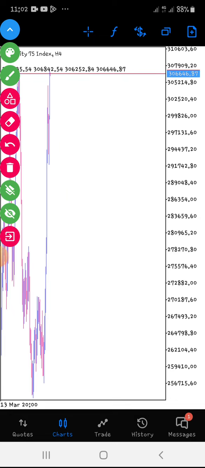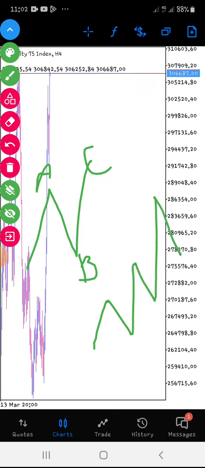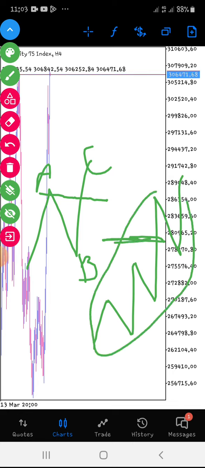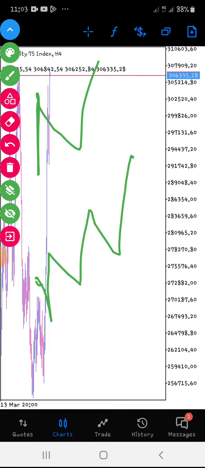So let's say that this is the H4, A, B, C. In the 15 minute, we have the higher high, higher low structure. When this happens, this A breaks. This is the one which has broken the A. Are you getting the point? This is the 15 minute, and this is H4. This is our zone A which has broken.